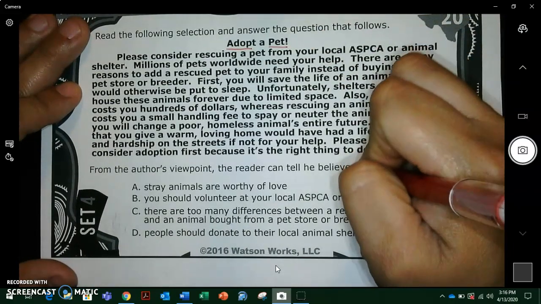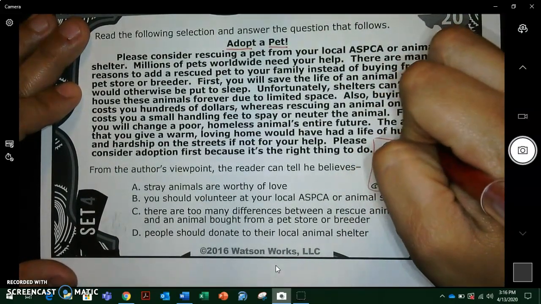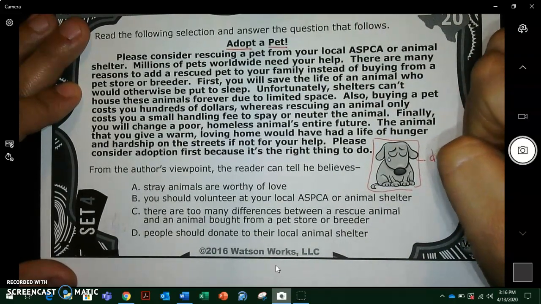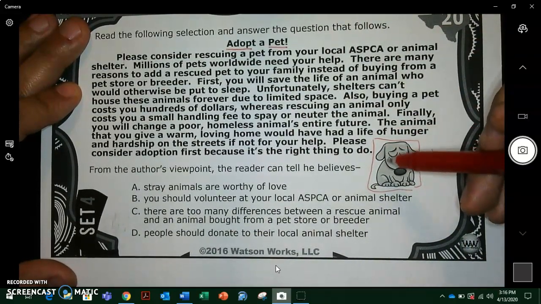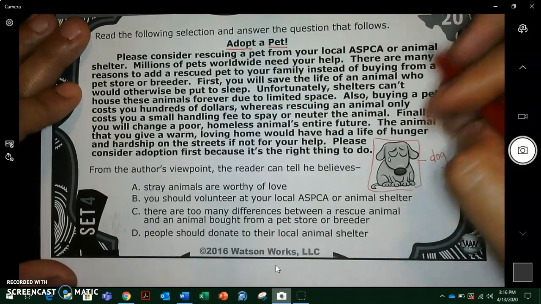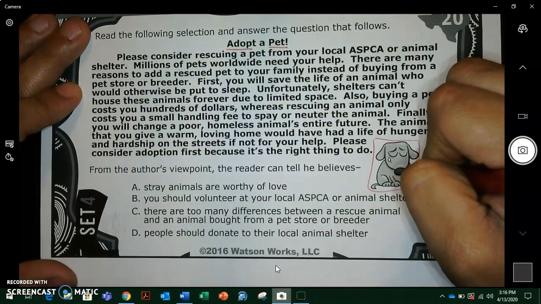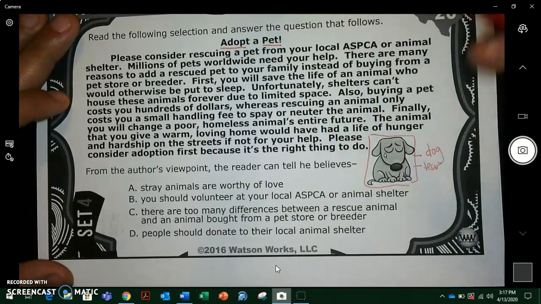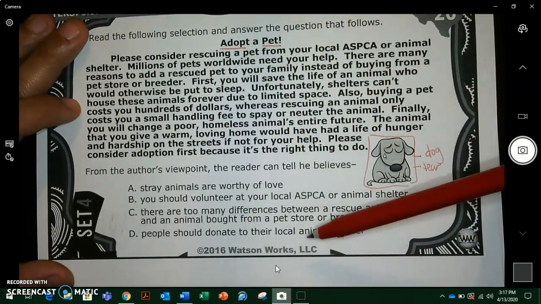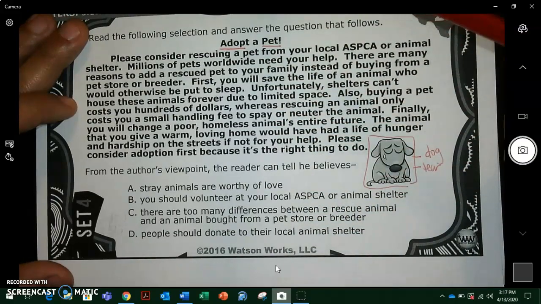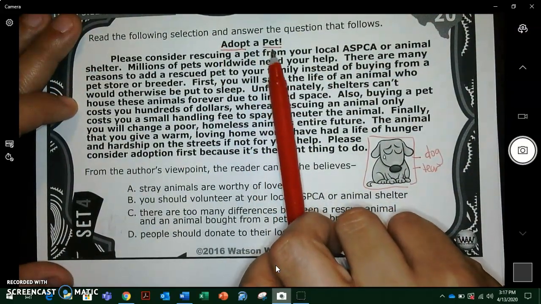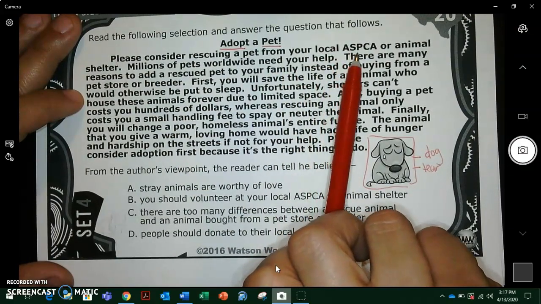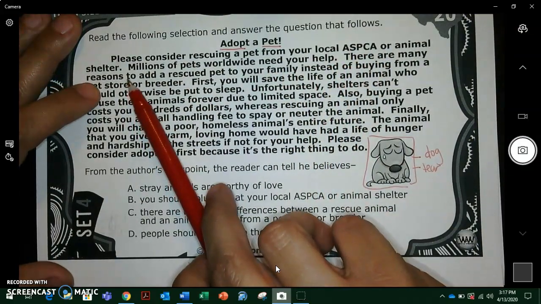And then, of course, I do have my little illustration here. Definitely see it's a little dog. But let's look. What do you notice here? Yes, there's a tear. I wonder why this little dog is sad, right? So let's read a little bit more so that we can find our author's viewpoint. Okay, adopt a pet. Please consider rescuing a pet from your local ASPCA or animal shelter.